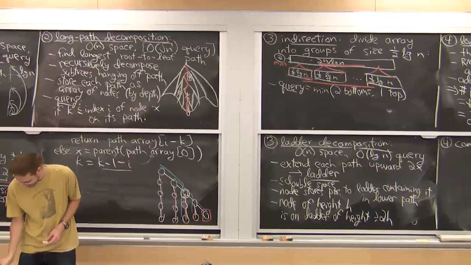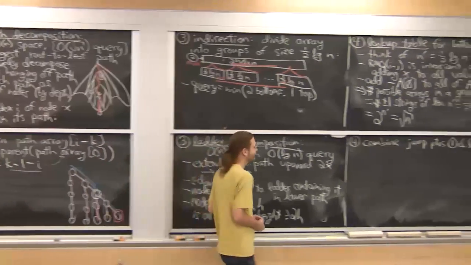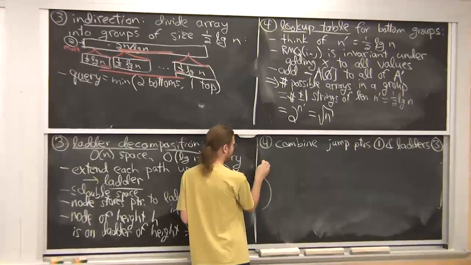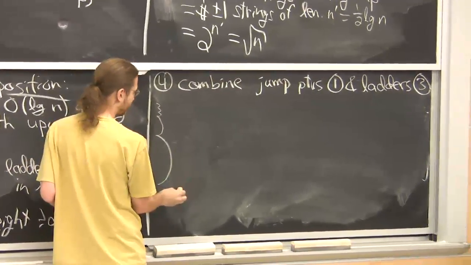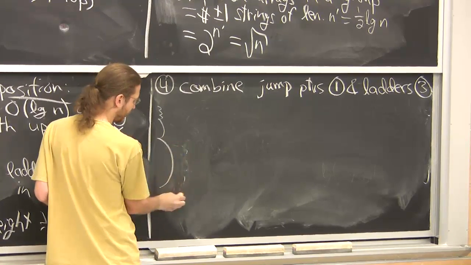Okay, here's the idea. On the one hand, jump pointers make a big step and then smaller steps. And on the other hand, ladders make small steps. Oh, it's hard to draw.